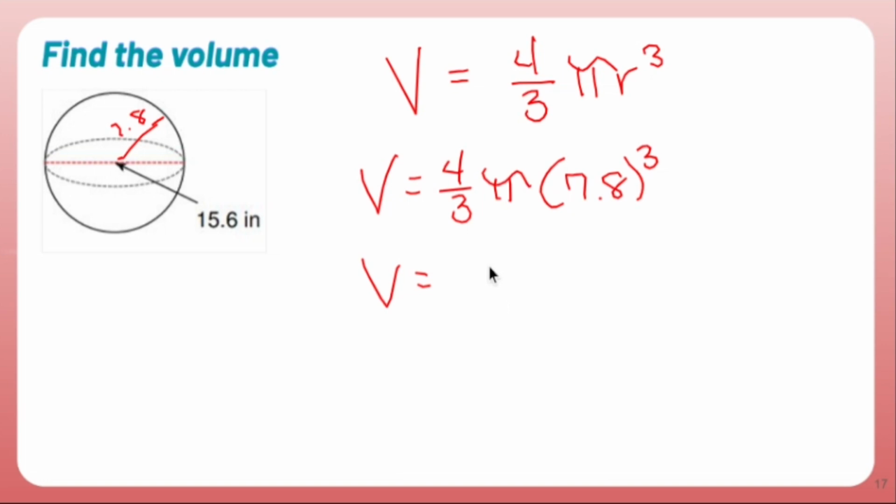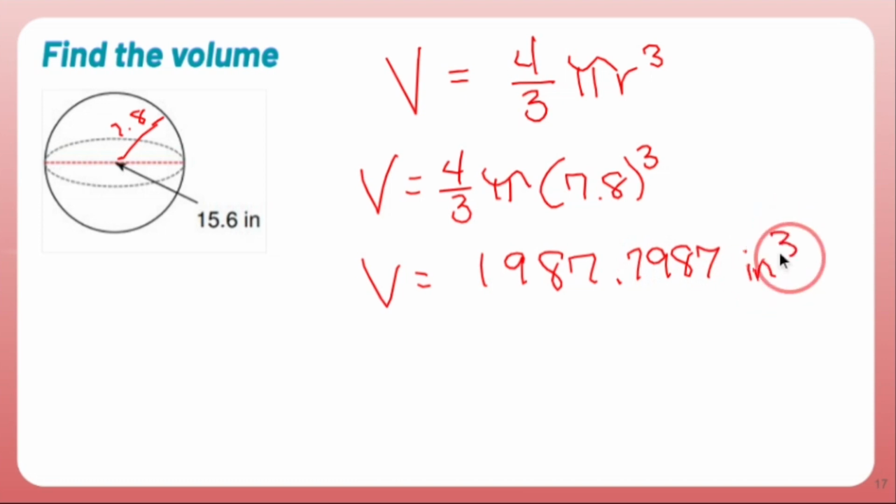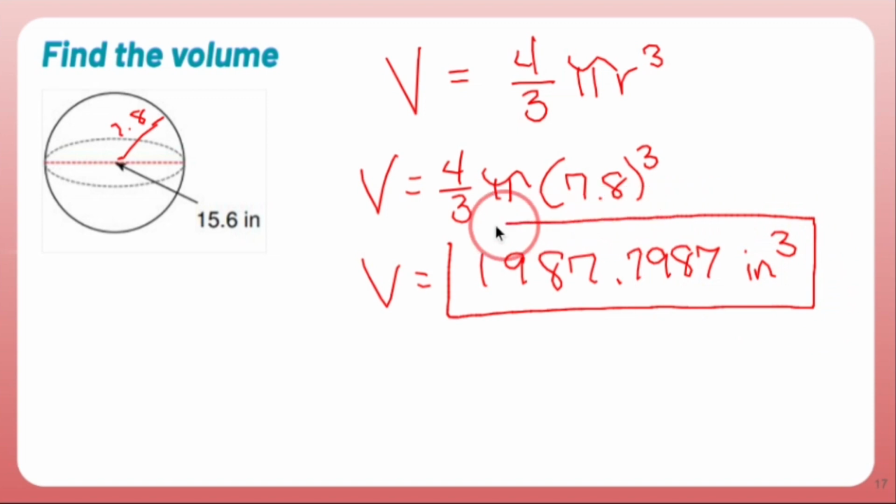is 1,987.7987. I'm going with all the digits that Siri gave me. It's inches, so inches cubed. Why cubed? Because this is volume and you do units cubed for volume. All right, volume of a sphere, nothing new, nothing crazy.